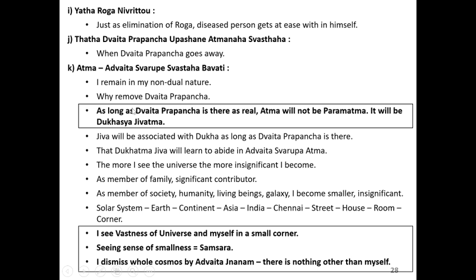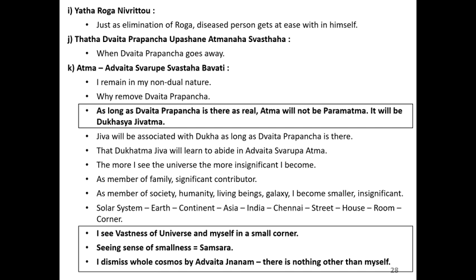I'm just trying to explain to you the gist of it so that we cover the Upanishad as per Shankaracharya's commentary. As long as the Dvaita Prapancha is there as real, Atma will not be Paramatma. Atma will not be the higher self. It will always be Dukkha Jiva.